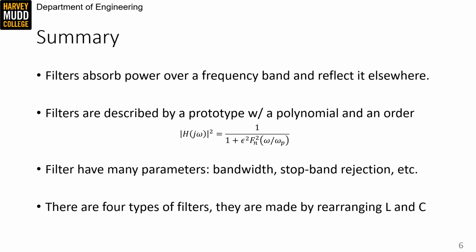So in summary, filters absorb power over a frequency band and they reflect it elsewhere. Filters are described by a prototype that includes a polynomial and a very important polynomial order. Filters have many parameters, which include bandwidth and stop band rejection and insertion loss and many others. And there are four types of filters, which are made by rearranging the inductors and capacitors.